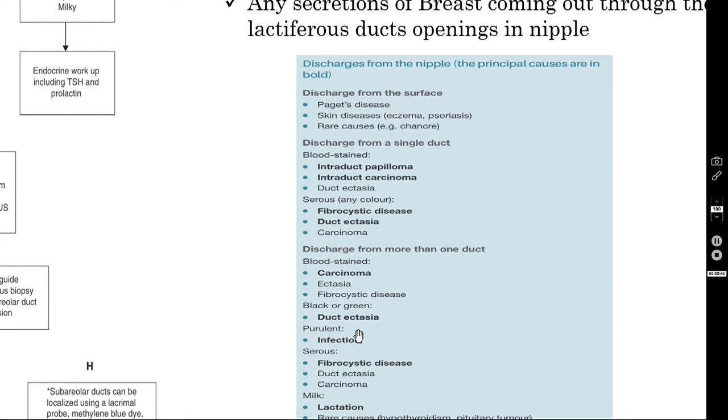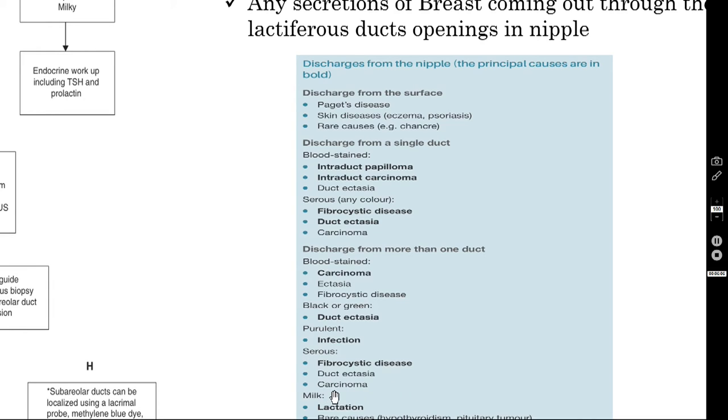If it is purulent or pus is coming through, then you have to think of infection, that is breast abscess. If it is serous discharge from multiple ducts, then the number one cause is fibrocystic disease. You can also think of duct ectasia, and very rarely it could be carcinoma.